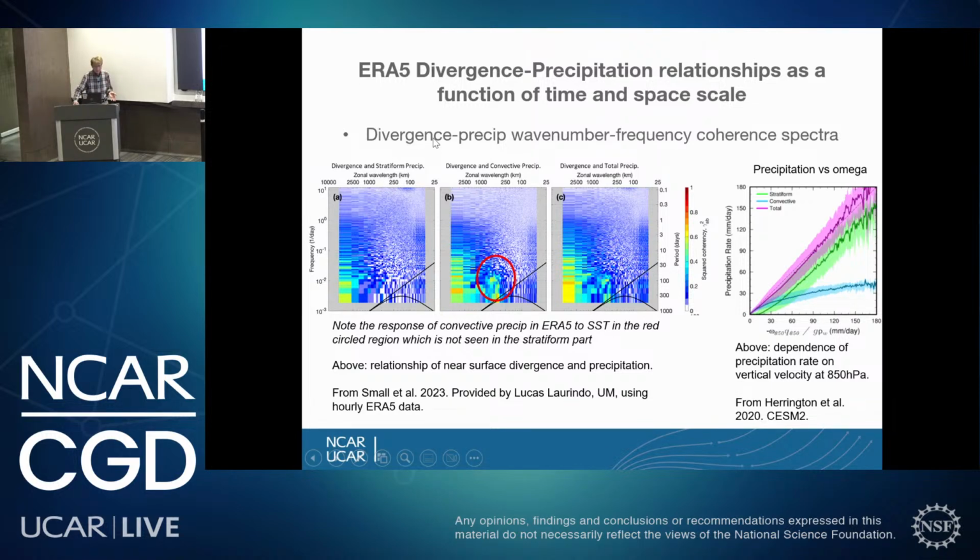I'm relating divergence and precipitation, and the divergence is at 10 meters. This is relevant to the next thing. The left panel is stratiform, or large-scale, precipitation, and this is ERA5, I should point out. The middle panel is convective precipitation, and the right is the total. I'm going to look in this area here, because I know from the work I've been doing that this is where the ocean is affecting the atmosphere in the extratropics in wave number frequency space.